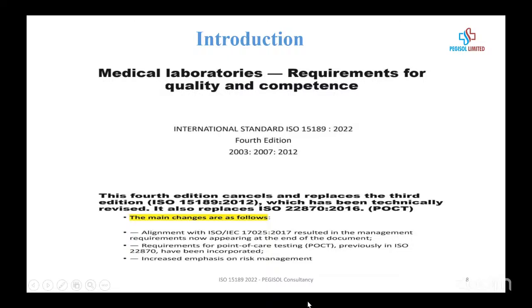So the first version of this ISO was the first edition. The second edition was in 2007. The third edition was in 2012. So this is the fourth edition of the ISO 15189 document, which is ISO 15189 2022.